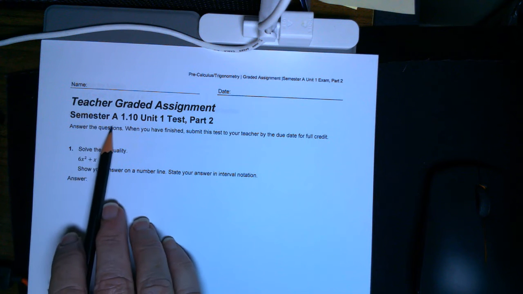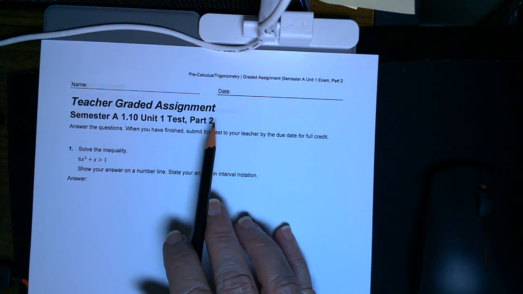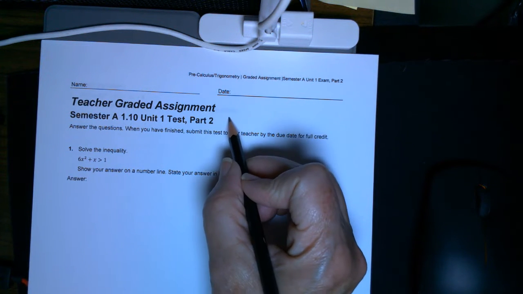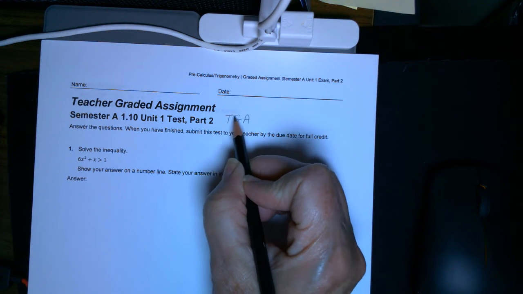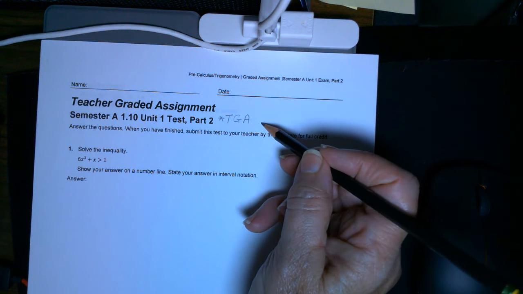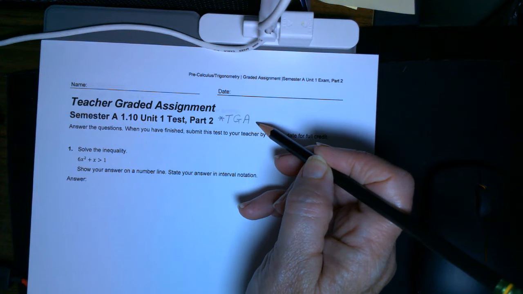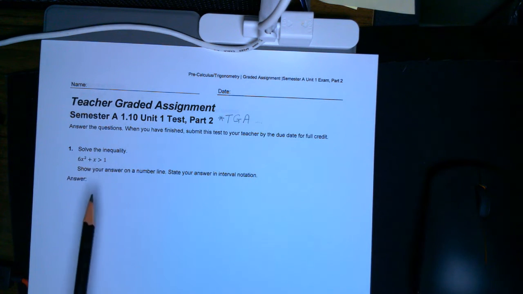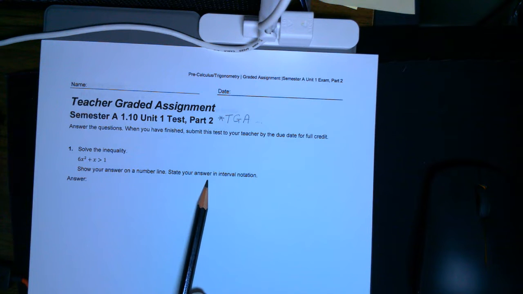Alright, this is Semester A, Lesson 1.10, which is our Unit 1 test, and we're working on Part 2, which we also call the Teacher Graded Assignment. Right off the bat, I want you to understand that if you give me the correct answers without showing your work, what I'm looking for is your work more than anything else. Just giving me the answers without solving the inequality, showing your answer on a number line, and stating your answer in interval notation will not give you enough points to pass.